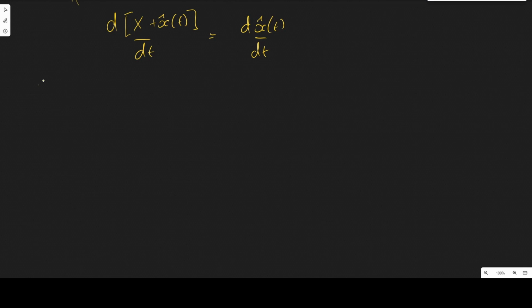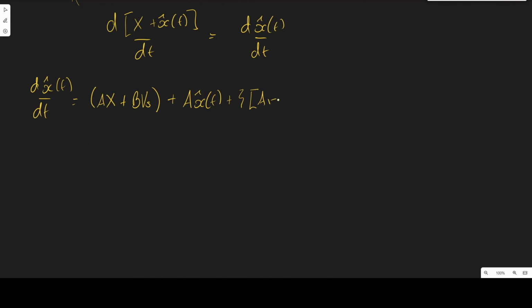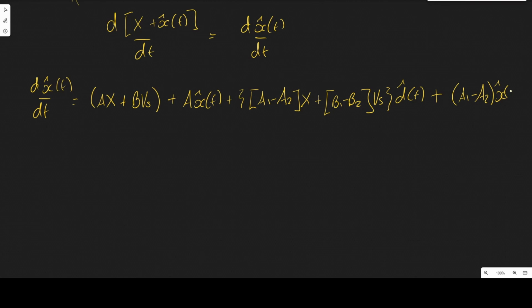Where we have d x hat by dt is equal to the DC terms, which is equal to A x plus B Vs, plus the first order AC terms, which is equal to A x hat plus (A1 minus A2) times the DC state x plus (B1 minus B2) multiplied by Vs, and the AC term of the duty cycle, plus the second order AC terms, which is equal to (A1 minus A2) multiplied by x hat and d hat.